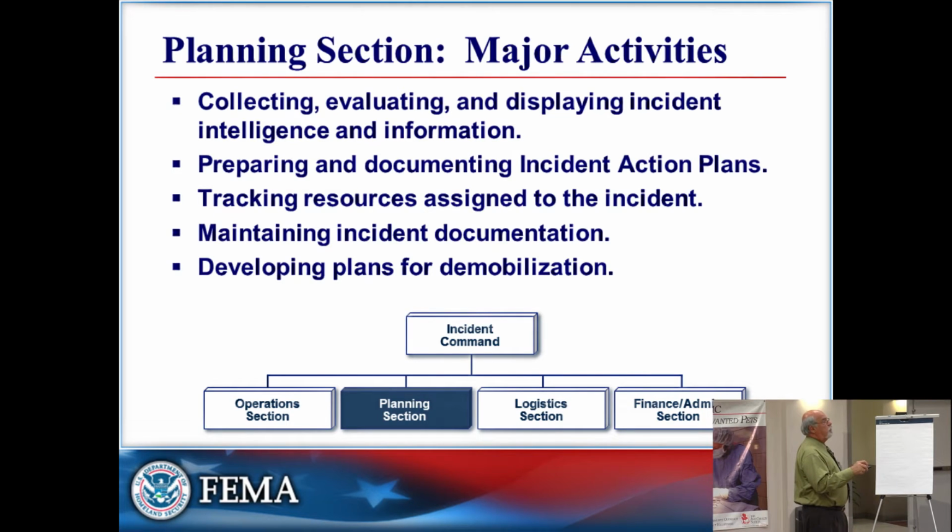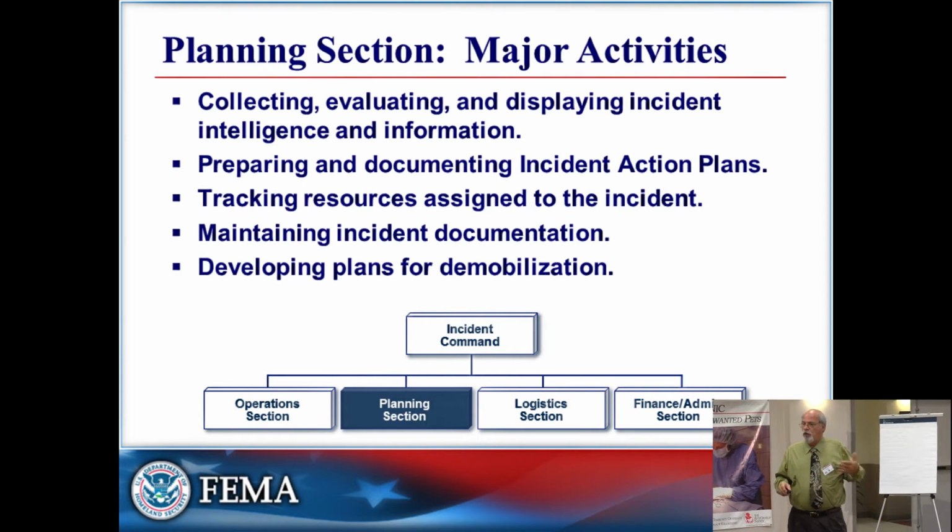We want to track resources assigned to the incident. You heard earlier that although it's a logistics function, we're actually tracking resources within planning, because obviously how well we're going to accomplish those objectives, one of the main criteria is going to be, do we have sufficient resources on site to actually meet the needs and make the necessary adjustments to do proper resource assignment. We want to maintain incident documentation. How about that IAP I just talked about? Wouldn't that be a very key piece of documentation on a disaster site? It would be, all right?